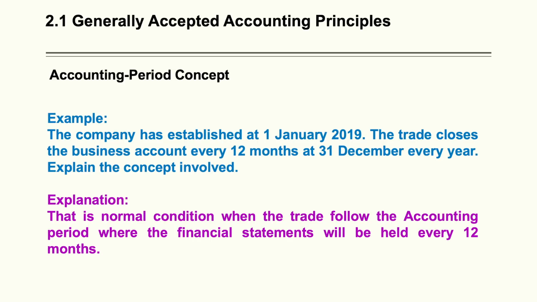So for example, the company was established on 1st of January 2019. The trade closes the business accounts every 12 months on 31st of December every year. So explain the concept involved. And I think based on the example, it's clear cut that it is a very normal condition when the trade follows the accounting period, where the financial statements will be prepared every 12 months.